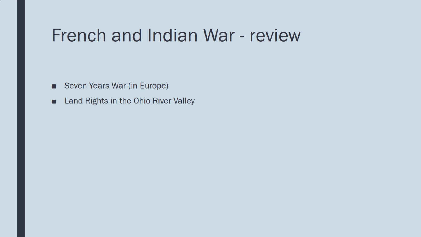Why does it come to North America? Basically, they're fighting over land rights in the Ohio River Valley area. And really, George Washington was there from the get-go, if you remember what we talked about in class. There are also tensions between Native American tribes, tensions between themselves, as well as tensions over what side they're going to be on. Are they going to side with the French, or are they going to side with the British? And so tribes are going to be divided on that.